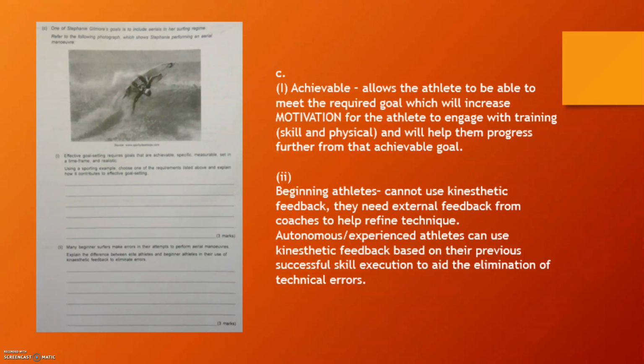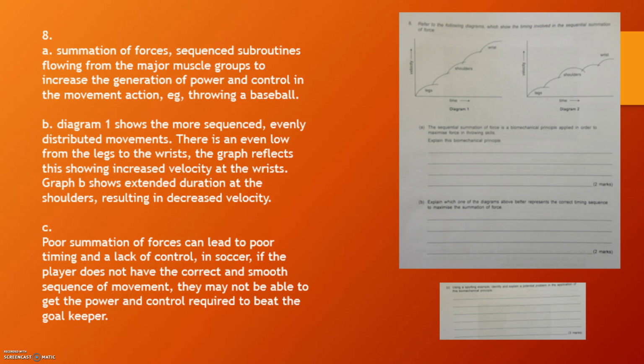All right, question 8. Looking at this diagram of summation of forces. So they're saying refer to the following diagram which shows the timing involved in the sequential summation. So we can see that diagram 1 has really solid sequential summation, where diagram 2 has a longer period in the shoulders, which you can see the velocity is below where diagram 1 is by the time it gets to the wrist.